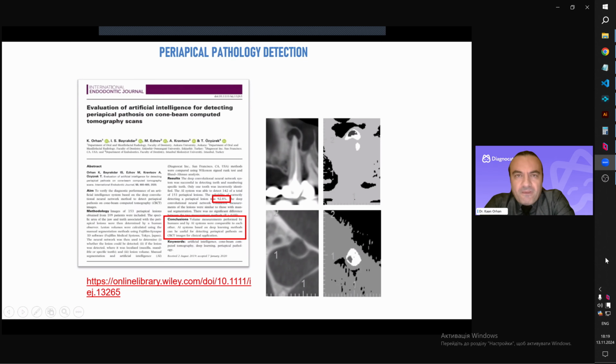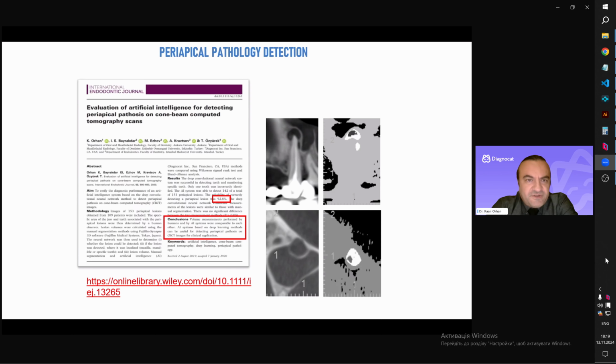All right. Not just from 2D imaging, but we are using DiagnoCat with the 3D imaging modality. We performed several scientific studies using DiagnoCat, and we found that the reliability of correctly detecting a periapical lesion is more than 90% in DiagnoCat. So as you can see, it can do the segmentation correctly over 90%, and not just the segmentation, it can calculate the volume of the pathology.